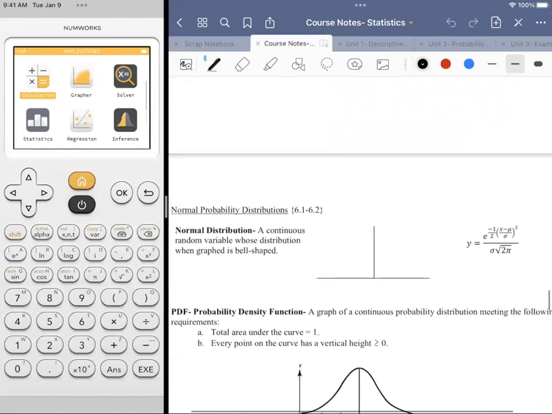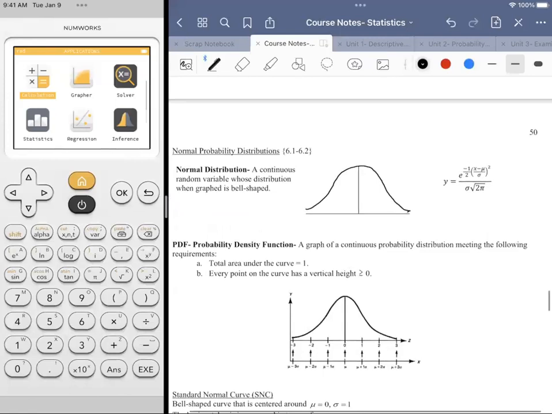But the normal distribution is a continuous random variable whose distribution when graphed is bell-shaped. So it's a bell-shaped curve, right? And we knew that. It's centered around the population mean. All right, so the middle value here is going to be the population mean. And then we continue out in terms of standard deviation.